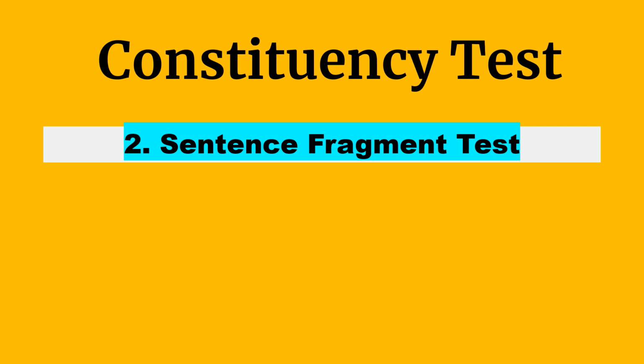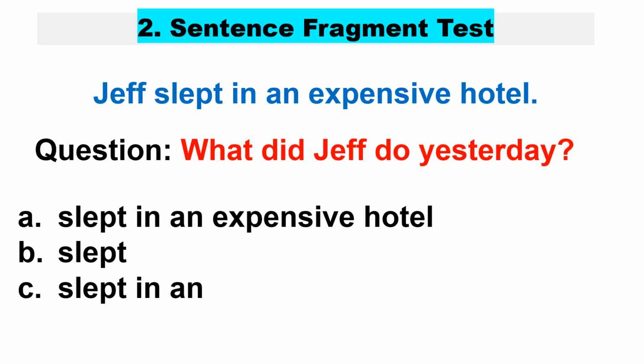Okay, next constituency test is the sentence fragment test. Here, the idea is that if you can answer as a sentence fragment, then whatever you answer with is probably a constituent if it's okay. So for instance, here's an example. Jeff slept in an expensive hotel. So I can ask, what did Jeff do yesterday? Well, slept in an expensive hotel. That's a good response. So I know slept in an expensive hotel is going to be a constituent.